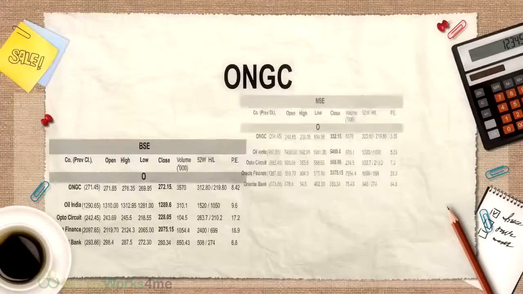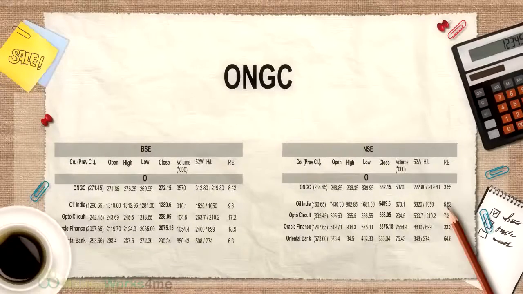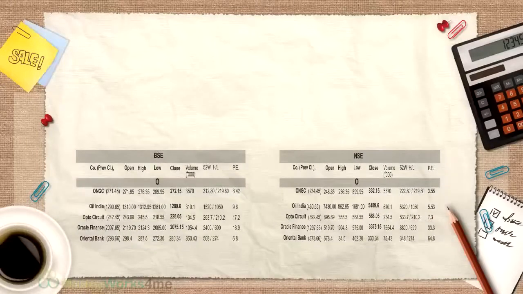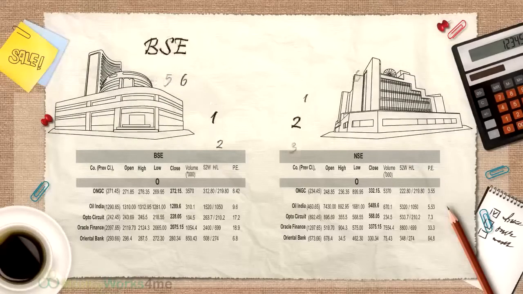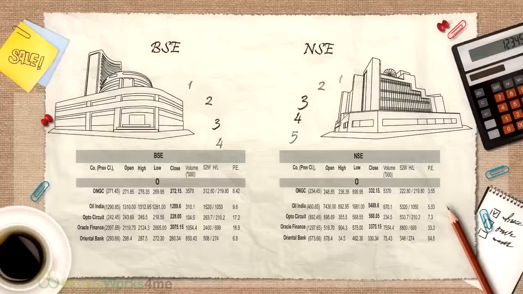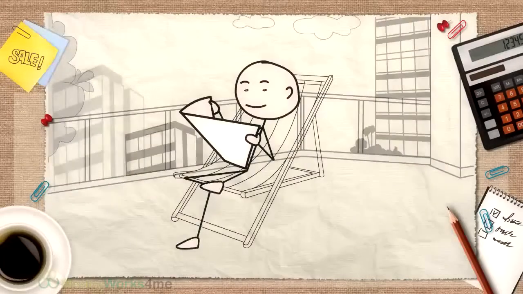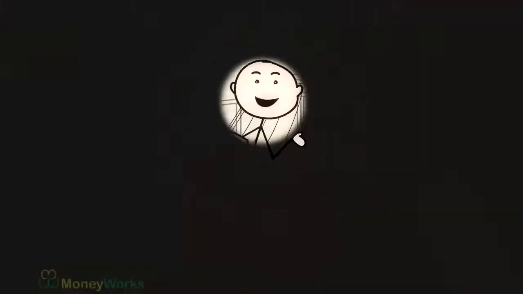Sometimes there may be two sets of data for the same stock. These two sets refer to the data received from the two main stock exchanges in the country, the BSE and the NSE. So you see, reading the prices of a stock in the newspaper is quite easy. Now why don't you check your understanding by reading today's prices?